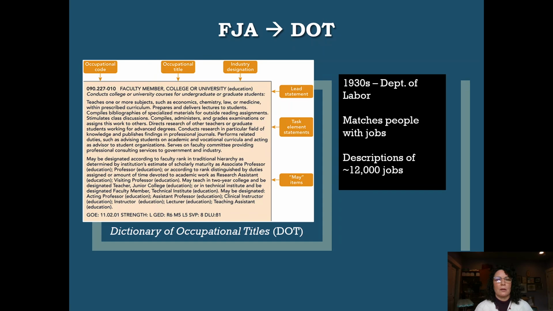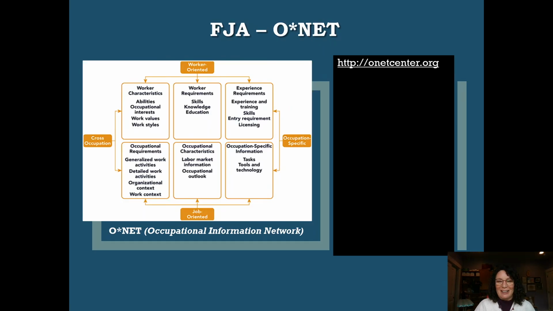It says faculty member, comma, college or university. So that implies that there are other kinds of faculty members in this DOT, and there are. There's faculty member, comma, elementary school; faculty member, comma, secondary school, right? So middle school or high school. Why? Maybe we should lump these together if they actually are functionally very similar. And so the DOT is very cumbersome. I don't know how any job advising person between 1930 and like 1980 was able to go through this book and find jobs for people that they didn't already know about.